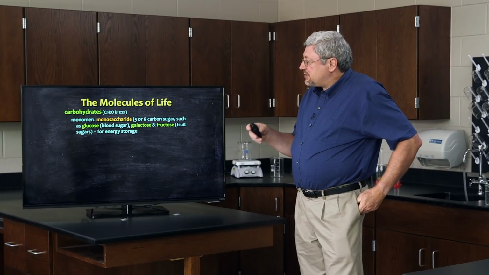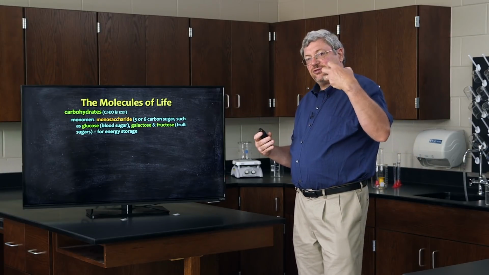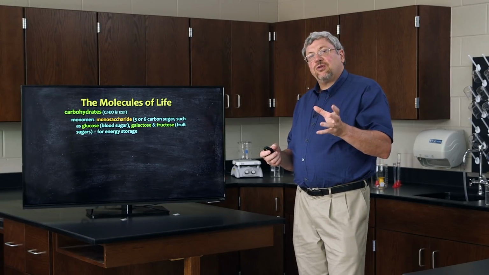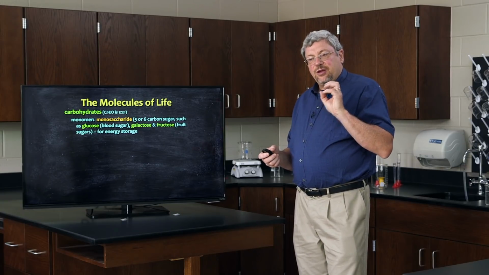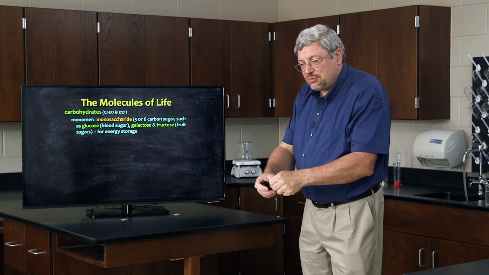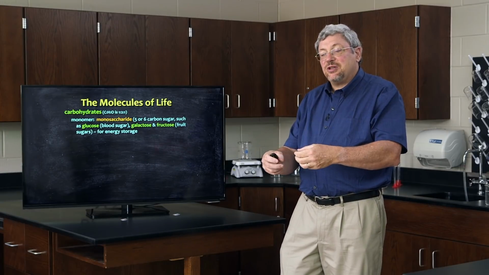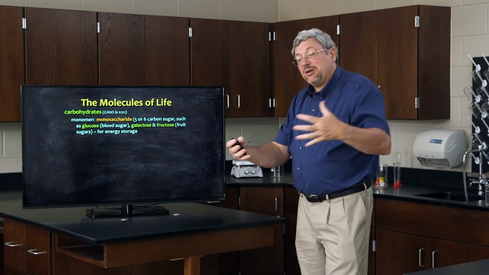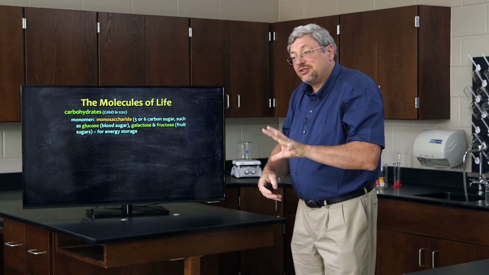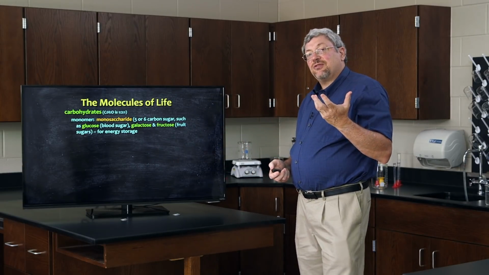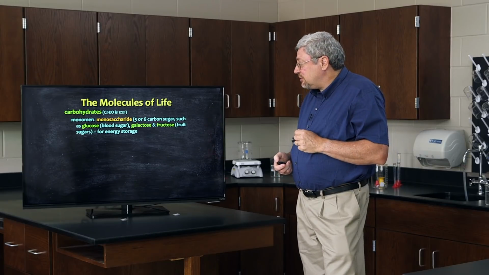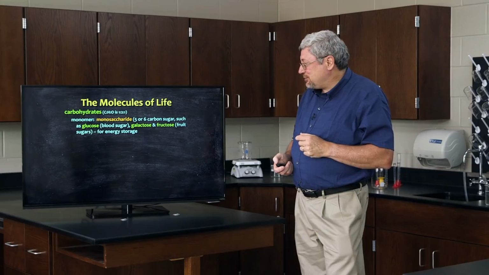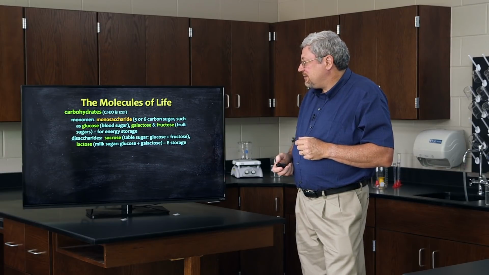The main purpose of the monomers themselves, glucose, fructose, and galactose, is for energy storage. Those particular kinds of molecules can be broken down into smaller components and energy released from them. These molecules are built by putting energy into them, so a primary function is storing energy, or actually building the larger carbohydrates.